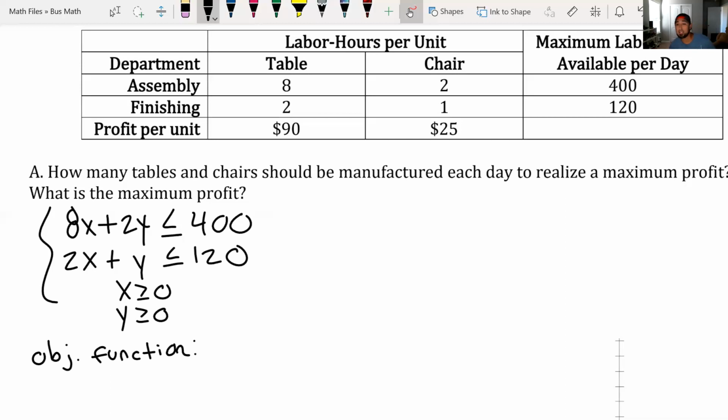That is given as the profit per unit over the labor hours per unit. And we will make $90 per table plus $25 per chair. Okay, now we have our system of linear inequalities. Let's graph it.